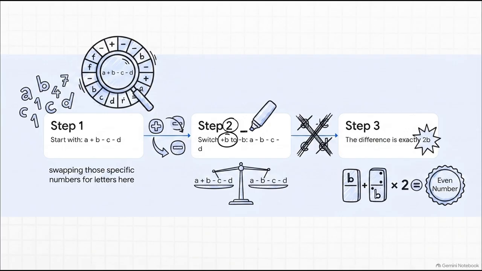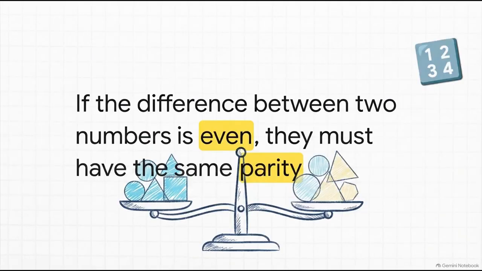And hey, since any number multiplied by 2 is definitely even, switching a sign just changes your overall result by an even number. If the difference between two numbers is even, they must have the same parity. That is the undeniable algebraic truth right there. Same parity just means they're either both odd or both even. Since the difference is always an even number, like our 2b, the parity never actually flips. This mathematically proves that once your initial sum is even, your final result is locked in as an even number, no matter how many times you swap those signs around.